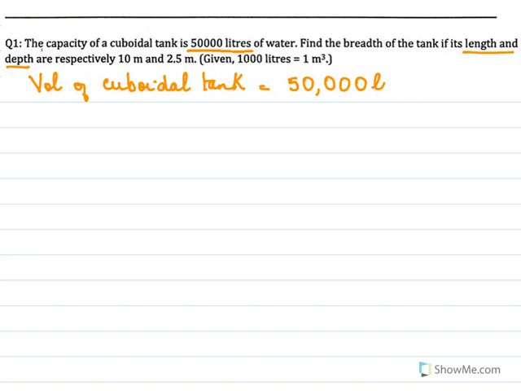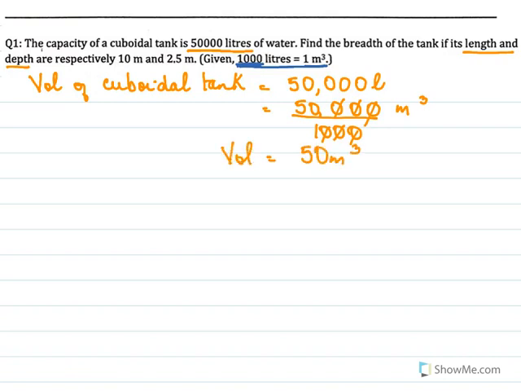Now we can't work in liter, we need to work in meter cube. So how do we convert liter into meter cube? For that they have given here 1000 liters equal to 1 meter cube. So do we divide or do we multiply by 1000? Now see, 1000 liters becomes 1 meter cube, the number decreases. So for that we'll have to do 50,000 divide by 1000 to give into meter cube. This would be 50 meter cube, and this is the volume.